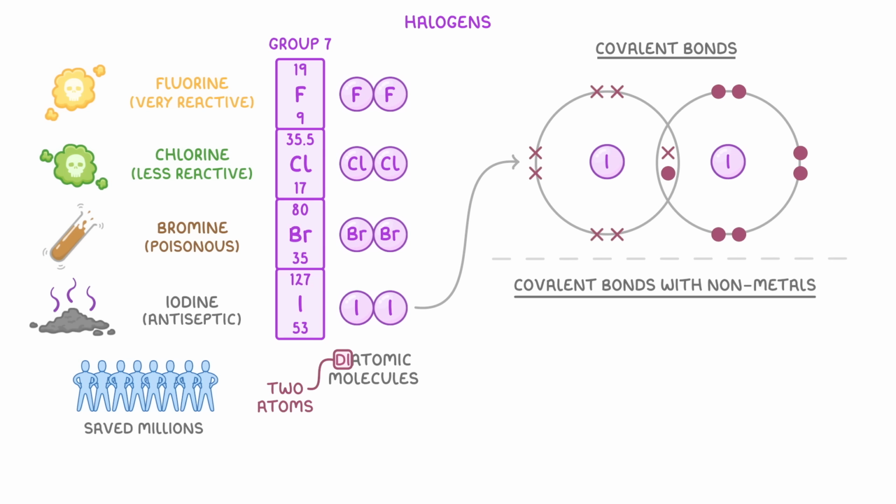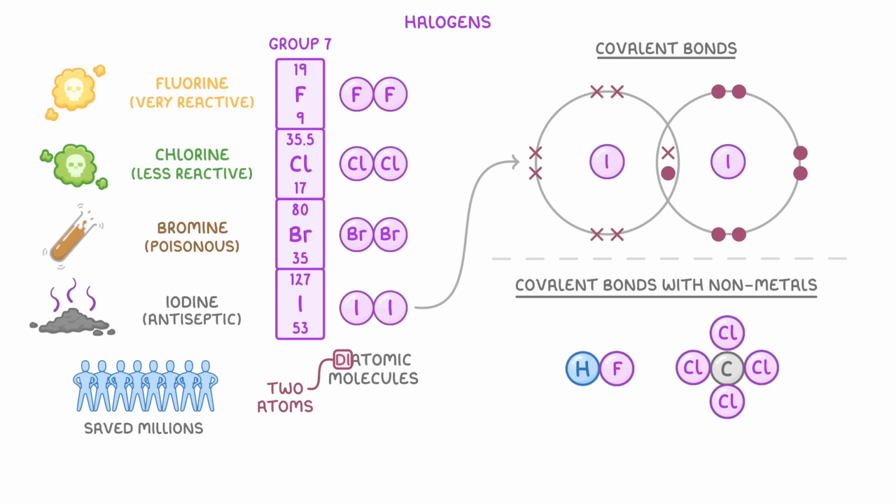Halogens can also form covalent bonds with other nonmetals, such as hydrogen or carbon, to form compounds like hydrogen fluoride or carbon tetrachloride. These compounds are known as simple molecular structures, and we take a closer look at them and the covalent bonds that they use in another video.